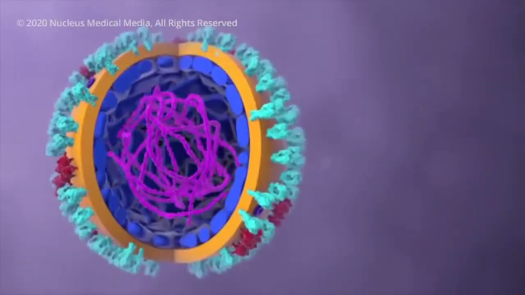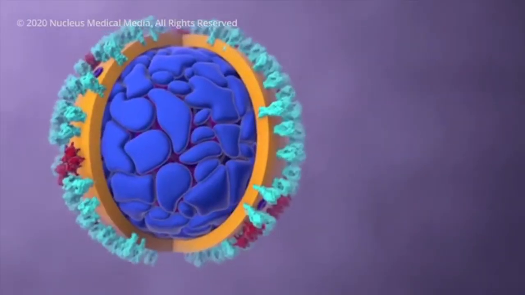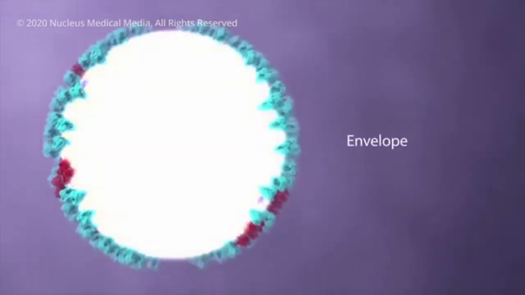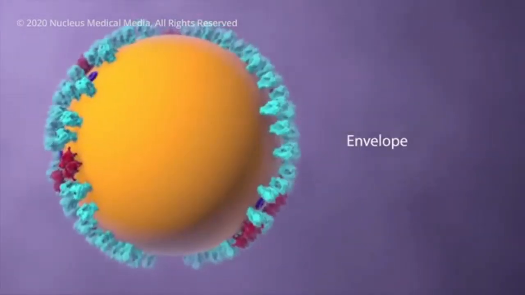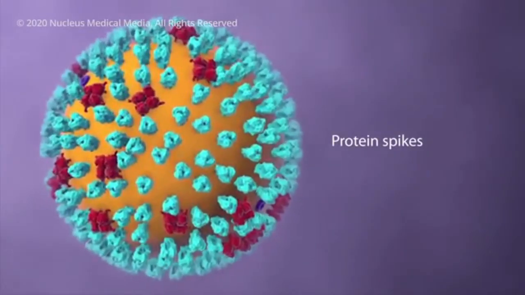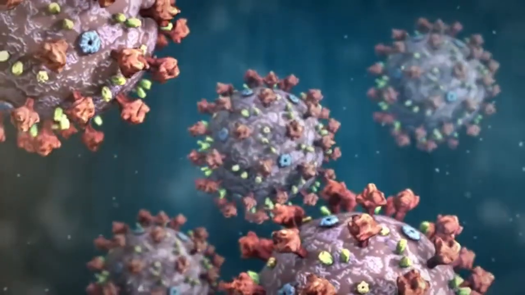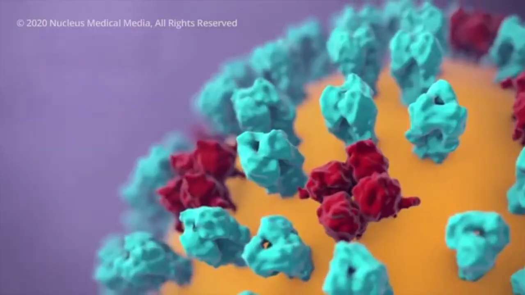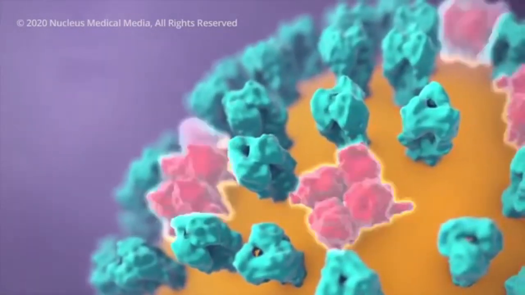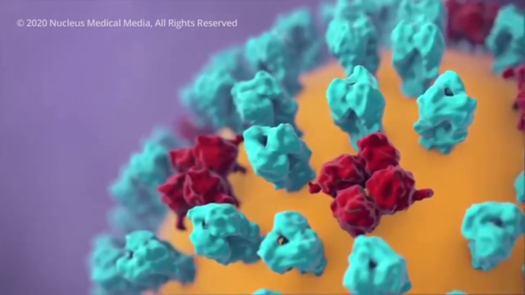A protein shell provides a hard protective enclosure for the genetic material as the virus travels between the people it infects. An outer envelope allows the virus to infect cells by merging with the cell's outer membrane. Projecting from the envelope are spikes of protein molecules. Both a typical influenza virus and the new coronavirus use their spikes like a key to get inside a cell in your body, where it takes over the cell's internal machinery, repurposing it to build the components of new viruses.